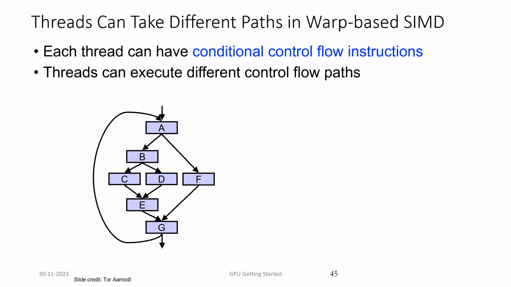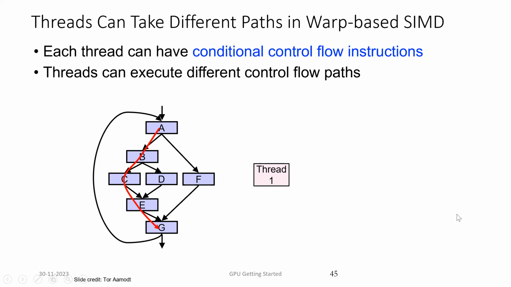Okay, so now because we have multiple threads working on the same piece of code, let's say we have some piece of code for each thread, something like this. So we have a decision A, then we have another decision B, then based on that we go either to C or D, then they can both lead to E and then to G, etc. So from A to G there are multiple different paths that we can potentially take.